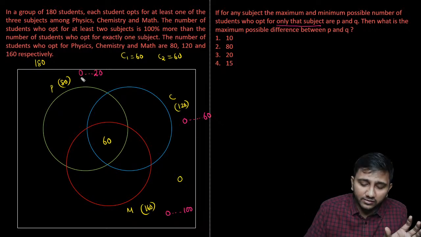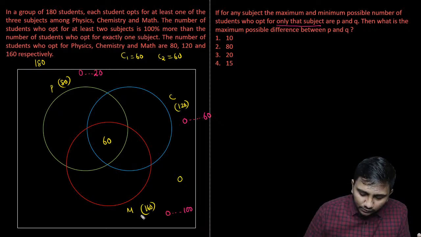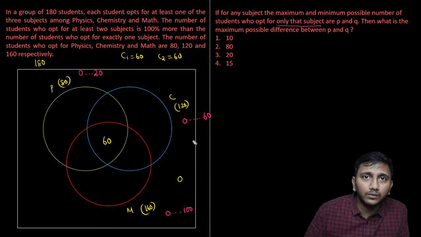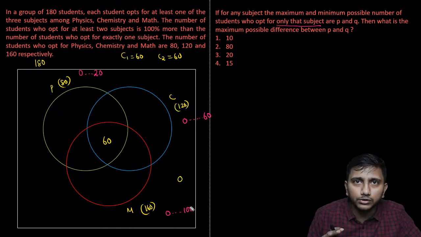Because if you try for physics, even if I get 0 to 20, it's possible. That doesn't stop me from doing any of the future calculations. So it makes a lot of sense to do math first, because that might give you some chance of eliminating one of the required calculations. So let's do math first. Let's see whether the 0 and 100 that we blindly put are possible or not possible.